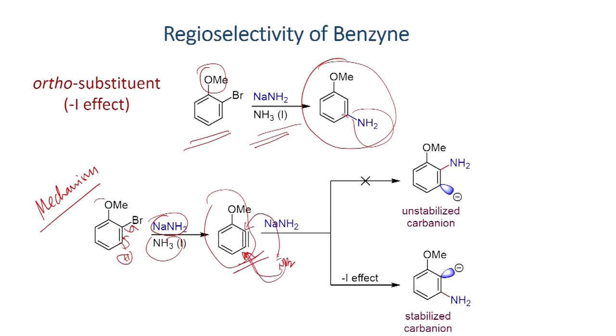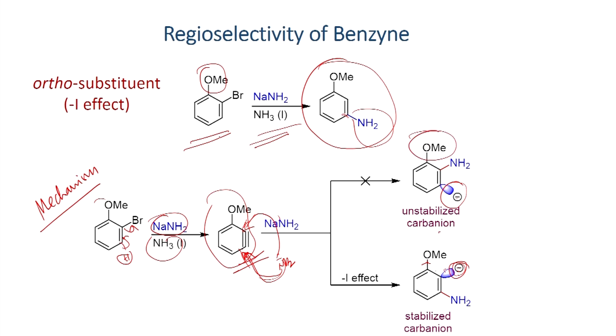For example, if it reacts at this position and you generate the carbanion, this carbanion is stabilized by the I effect. We look at here, oxygen is electronegative in nature, it can stabilize this by inductive effect. On the other hand, if the nucleophile undergoes addition reaction here, you will generate a carbanion which cannot be stabilized by the methoxy group.